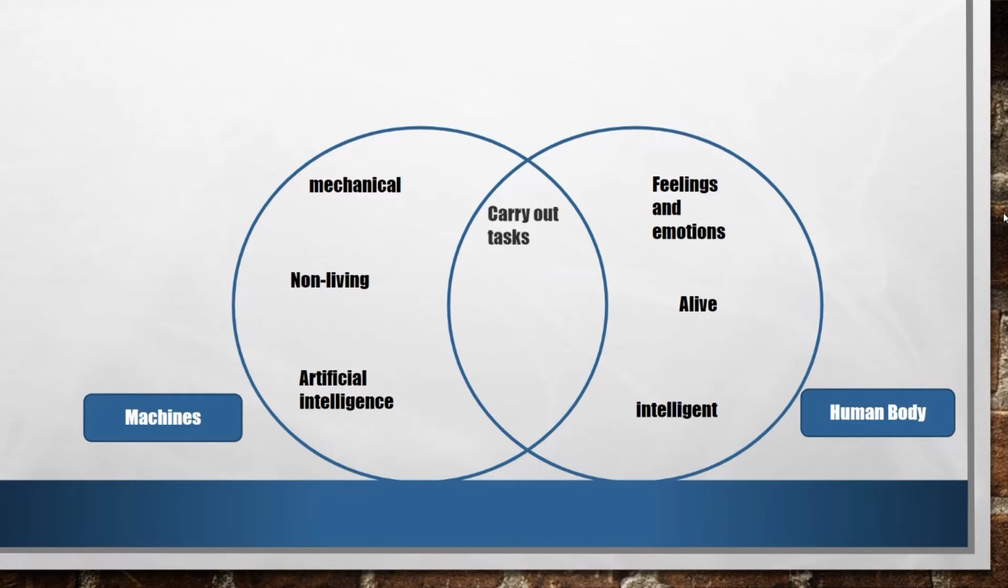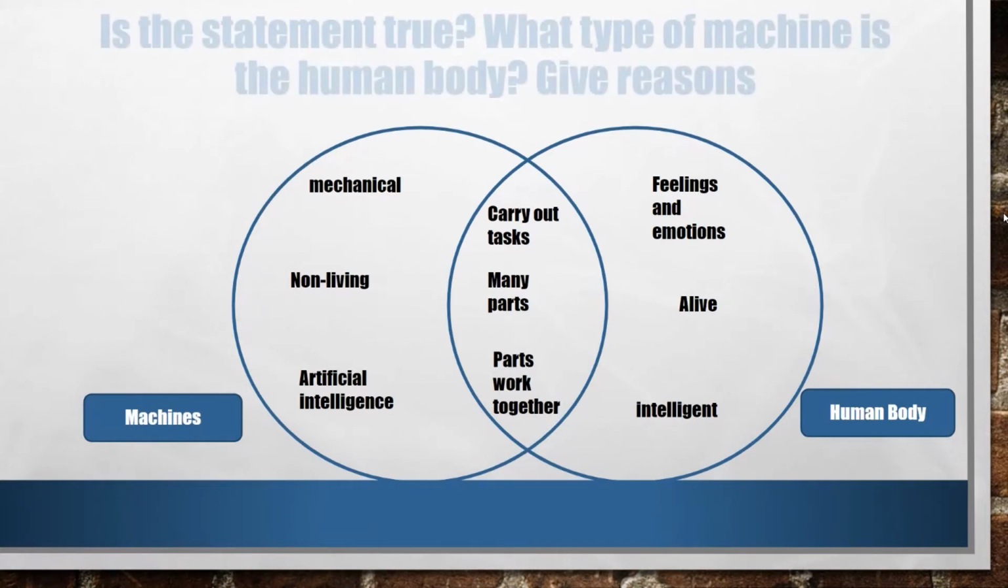Right. Machines and the human body help us to do work, so they are able to carry out tasks. So that could be a similarity. Yes. What else? Exactly. Machines and the human body are made up of different parts. Good. So they have many different parts, and the parts work together. So, from all that you have written, and you may have other similarities and other differences, just put them in your Venn diagram.